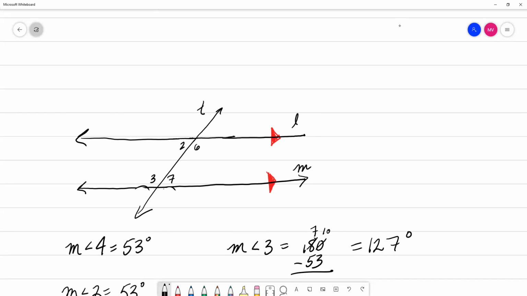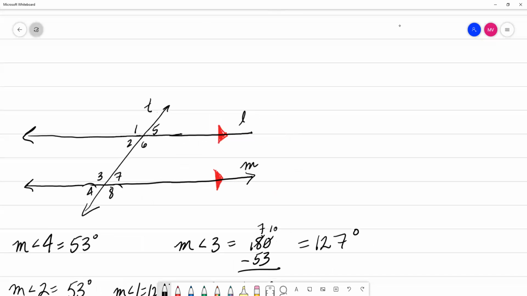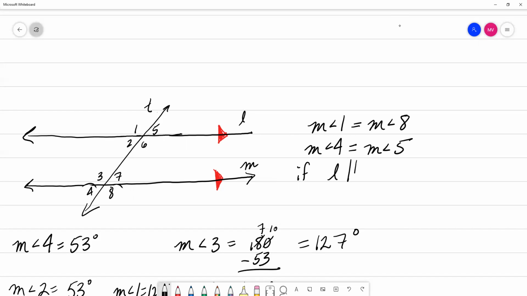That's T. This is 1, 2, 3, 4, 8, and 5. Okay. So if you have that same diagram written with the alternate exterior angle theorem, that tells you that the measurement of angle 1 is equal to the measurement of angle 8, and the measurement of angle 4 is equal to the measurement of angle 5, if line L is parallel to line M.